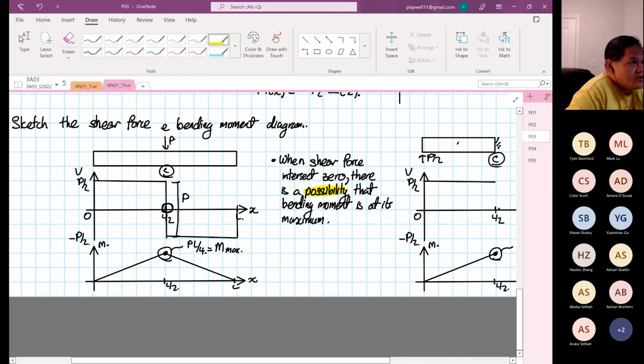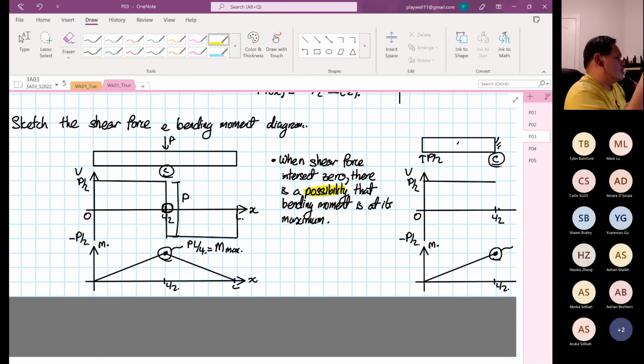Why do I use the term possibility? Because you have to check. You don't take it for granted. You have to check that, because later on, where we do compound loading, and where the shear force intersects the 0 shear force line at a few intersections, you have to check. Now another relationship you have to observe is this.